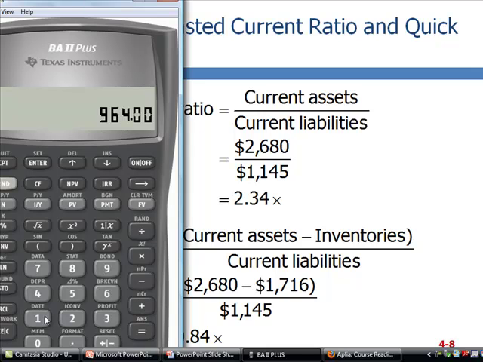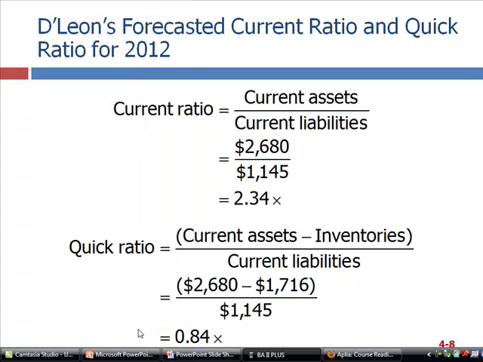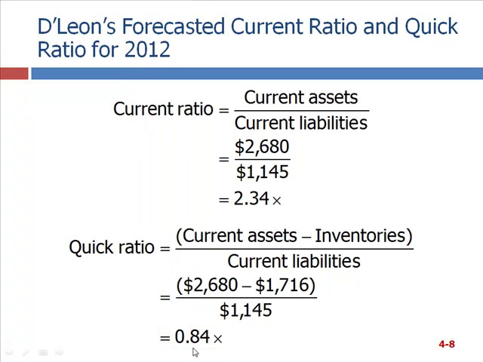Then we'll divide by 1145. That is our total for current liabilities. So looking at that, we get a ratio of 0.84, just as it says here on the slide. And that, of course, tells us that for every dollar of current liabilities that DeLeon has, it has only 84 cents in total cash and accounts receivable.